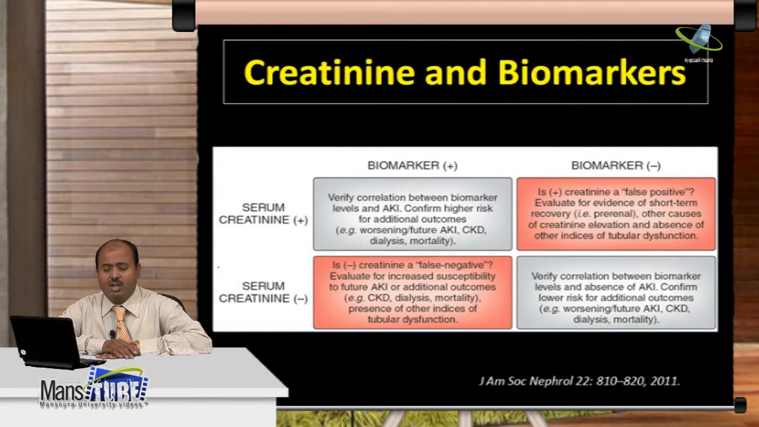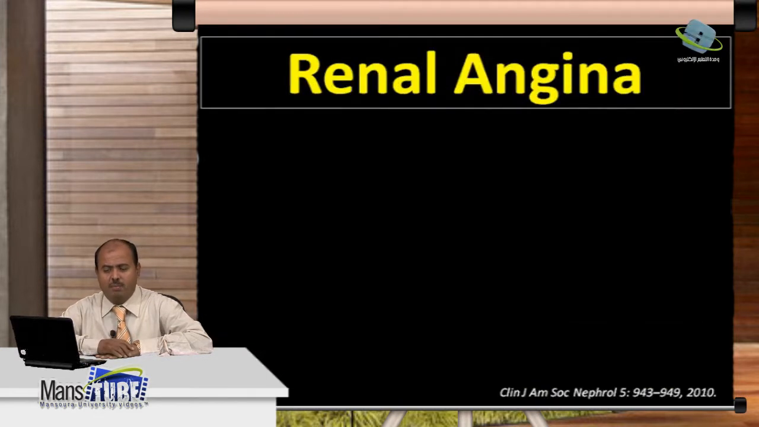If creatinine is positive and the biomarker is negative, this means a false positive increase of creatinine, and we know the pre-renal factors or antibiotics that may increase serum creatinine. If we have biomarker negative and serum creatinine negative, this is a true negative. So the combination of serum creatinine and the biomarker may improve the accuracy of the diagnosis of acute kidney injury.